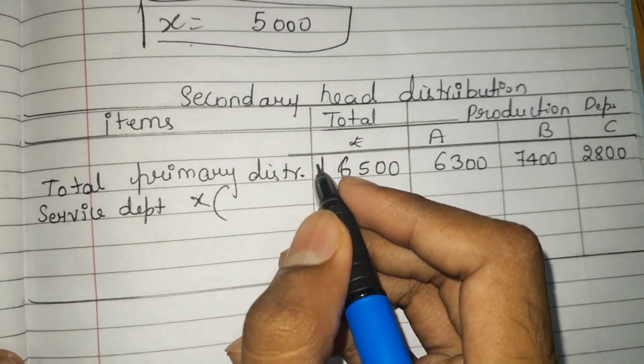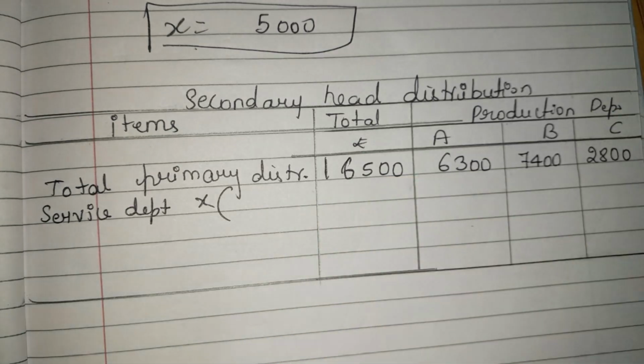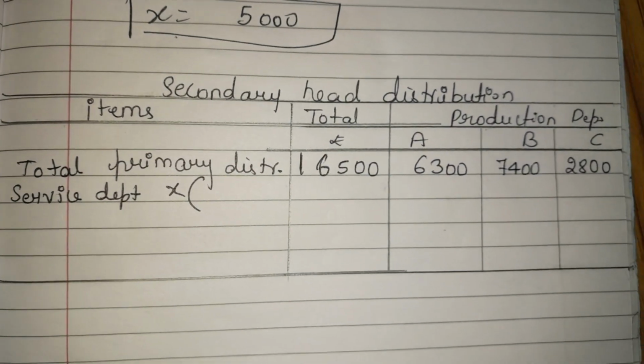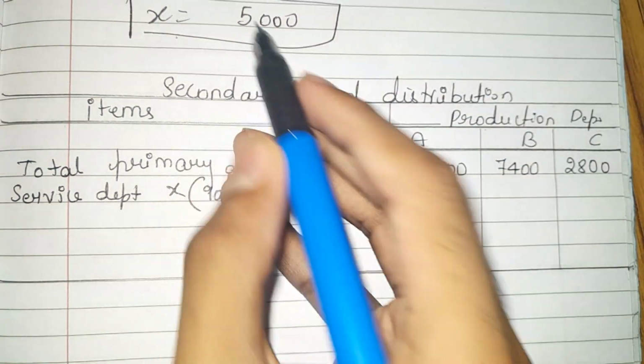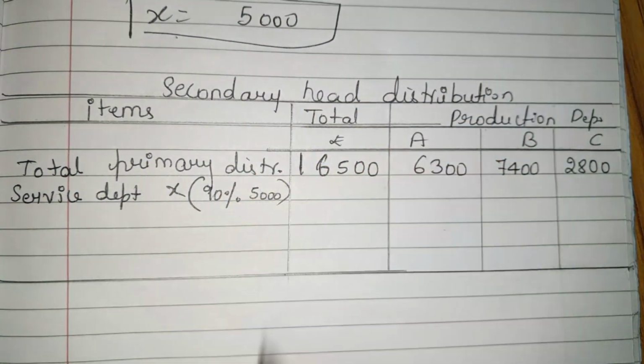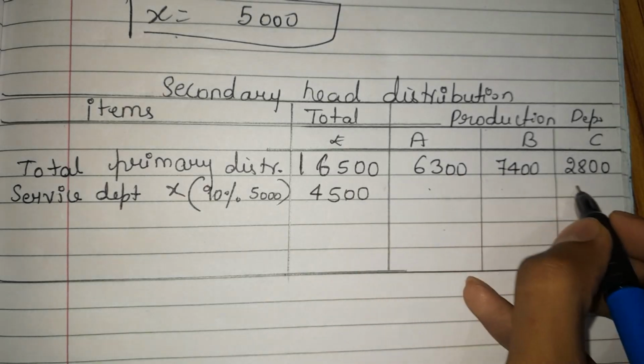Now when you see the percentage calculation, in the question they have given that X department percentages are 40%, 30%, 20% and 10%. For Y department, no need to consider Y department. Add 40%, 30% and 20%, it will be 90%. And what is the value of X we have found out here? It is 5,000. So 5,000 into 90% will be 4,500. This has to be divided among various departments.